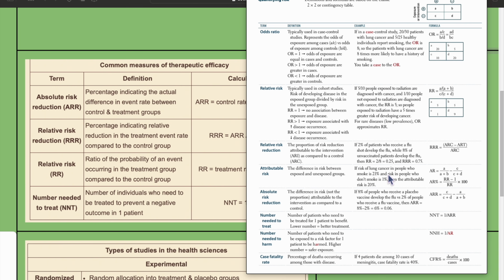Attributable risk. If the risk of lung cancer in patients who smoke is 21% and the risk in people who don't smoke is 1%, then the attributable risk is 21 minus 1, right? So the exposed group, A over A plus B, minus the control group, which is 1%. So that's AR. And then there's also AR percentage that you can do, which is risk reduction, right?